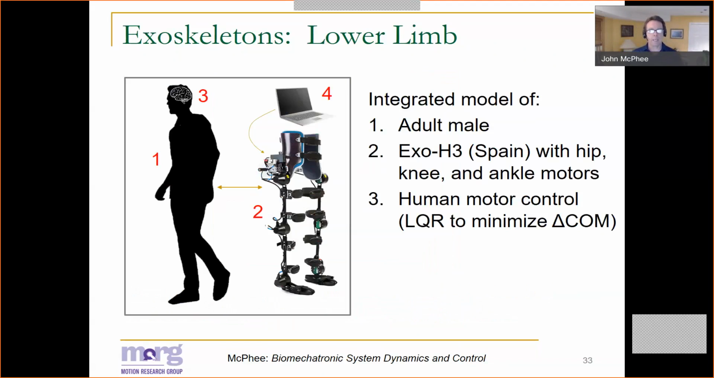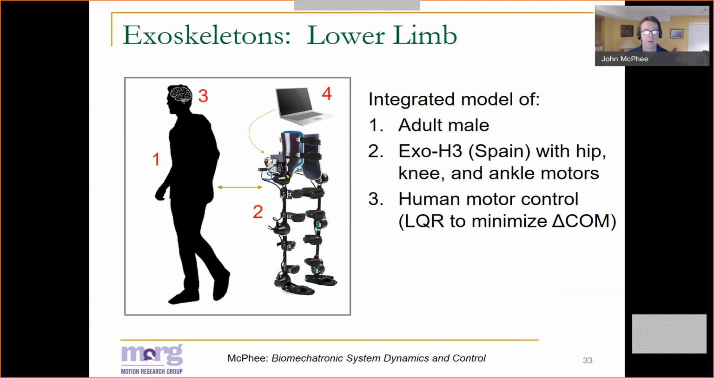So to tackle this problem, again, we created an integrated model of the subject wearing an exo. In this case, it's the Exo H3, which is from Technaid in Spain. It has motors at the hip, the knee, and the ankle, all of which we can control. To represent what the human is doing, in this particular case, we used an LQR controller, which also tries to minimize a cost function. In this case, we were looking to minimize horizontal movement of the center of mass during quiet standing.